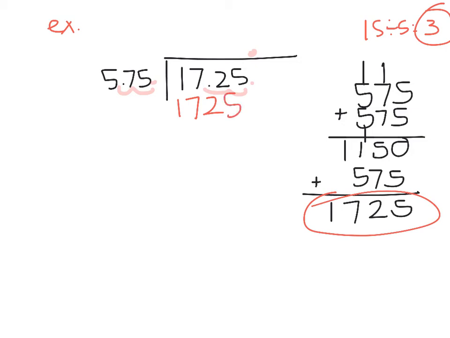So now I just need to know how many times that was divided by. So I'm going to just number these. Here's 1, 2, and 3. So 3 times 575 is 1,725, which is 0. Nothing left to bring down, so our answer is 3.